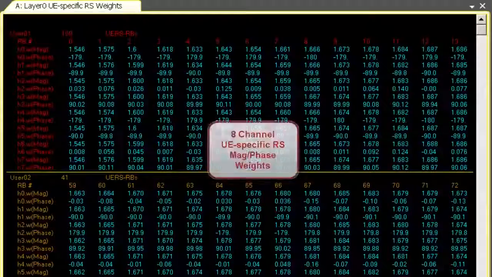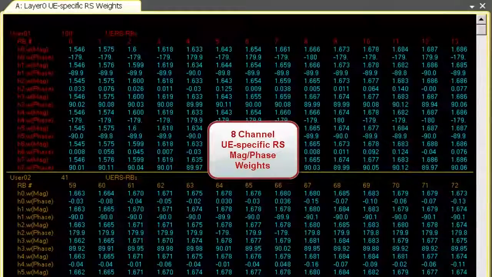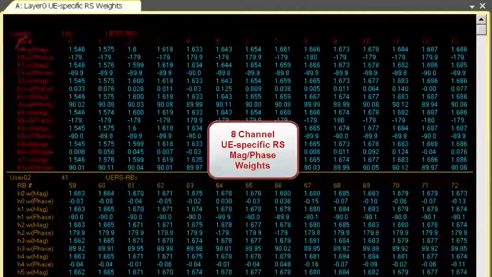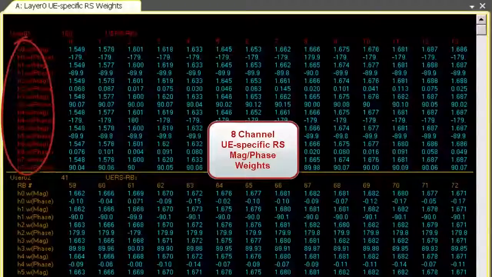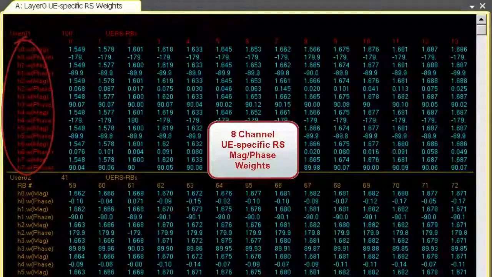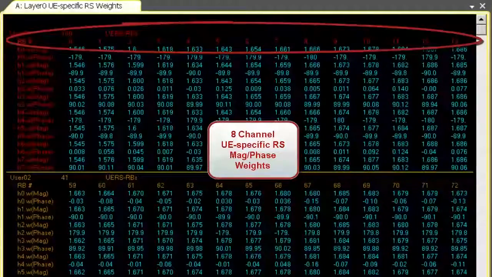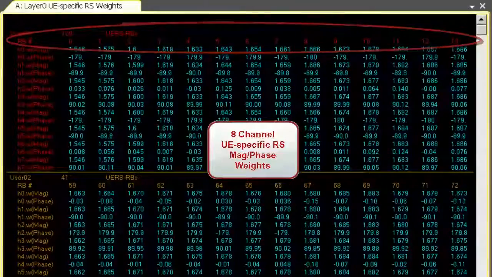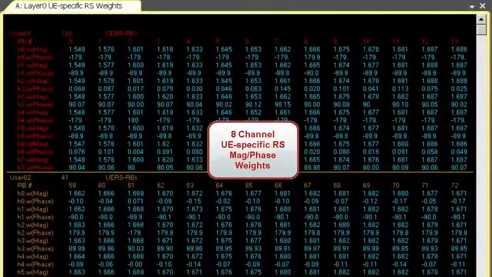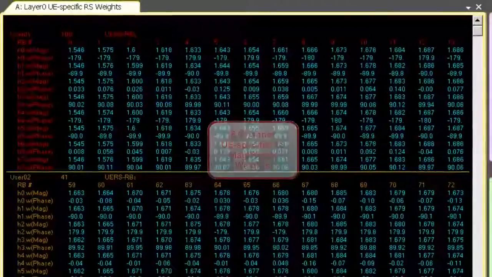The detected allocations trace lets you visualize the resource block allocations for each user-specific transmission, plus resource allocations used by common control channels. Measured UE-specific reference signal weights are presented in table format for each of the 8 antenna elements. Weightings can be evaluated in both magnitude and phase, down to the individual resource block allocations associated with each user transmission. Separate UE-specific reference signal weights traces are available for each spatial multiplexing layer.